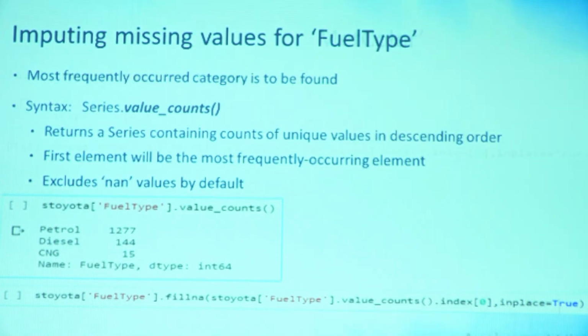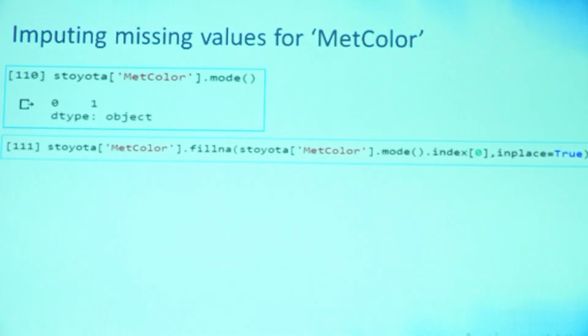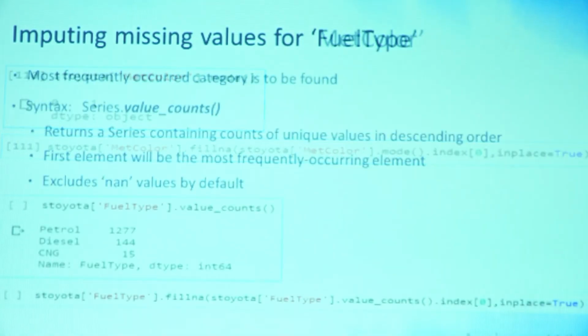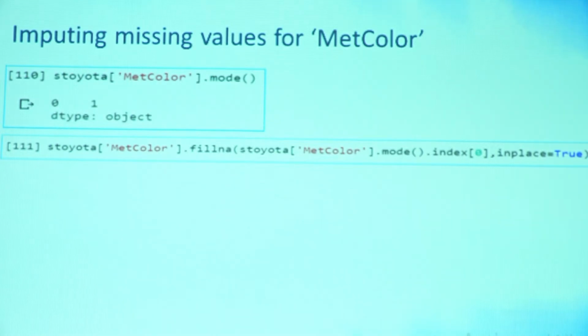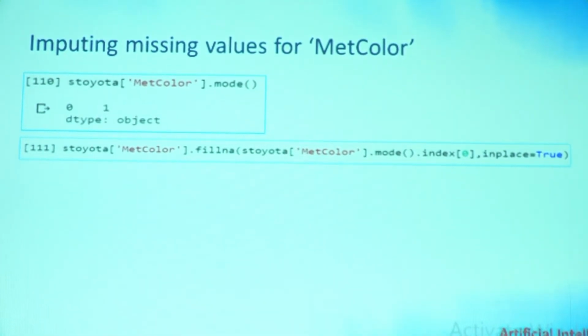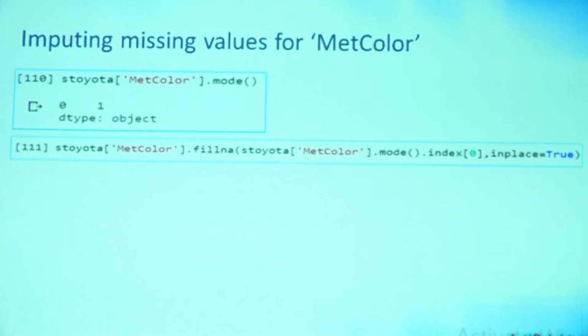Yeah? Right. Okay. Now, see here. Fuel type, I replaced by using a method called value counts. I can also go for mode. So, I will show you one with mode. Here I am imputing the met color missing values with mode. If I am using mode again, I should go for index 0, guys. Value counts, mode. Everybody, are you clear?